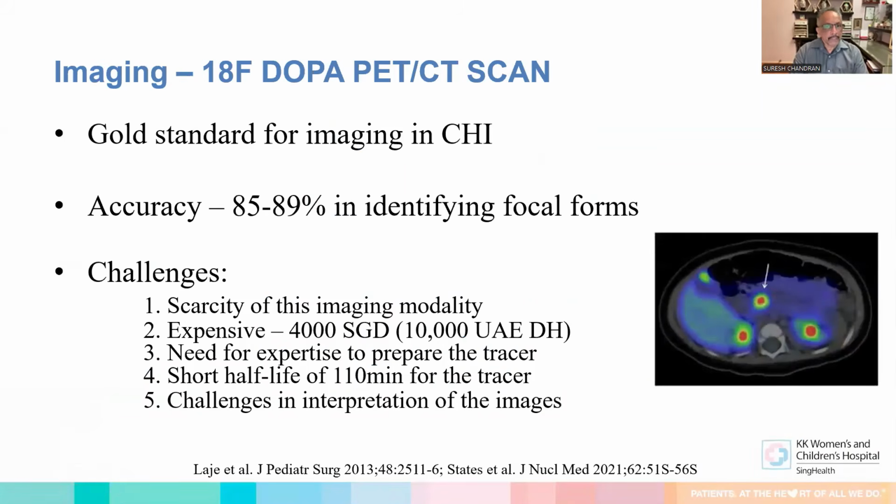So as I said, DOPA PET CT scan is the ideal one, the gold standard for imaging congenital hyperinsulinism. The accuracy is about 85 to 89% in identifying focal forms. The challenges are the scarcity of this imaging modality, expensive. In UAE, it will cost you about 10,000 UAE dirhams, whereas in Singapore, it costs about 4,000 Singapore dollars. Need for expertise to prepare the tracer. Shorter half-life means if you prepare the tracer, you need to use it within 110 minutes. In case there's a delay, this cannot be used. Challenges in interpretation of the images. So usually centers do share their images with other centers and get a consensus on the diagnosis.